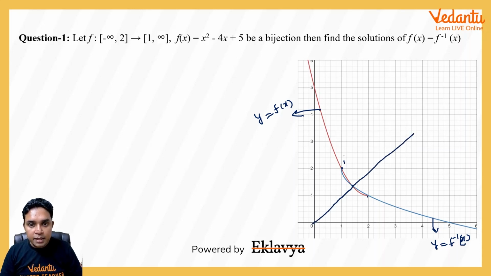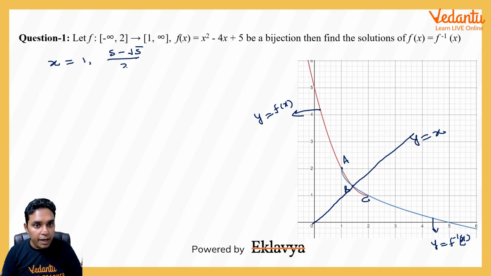So you can see there are 3 points A, B and C, you can say, that are lying on both of them. So there will be 3 solutions. x is equal to 1, (5 minus root 5) by 2 and 2.